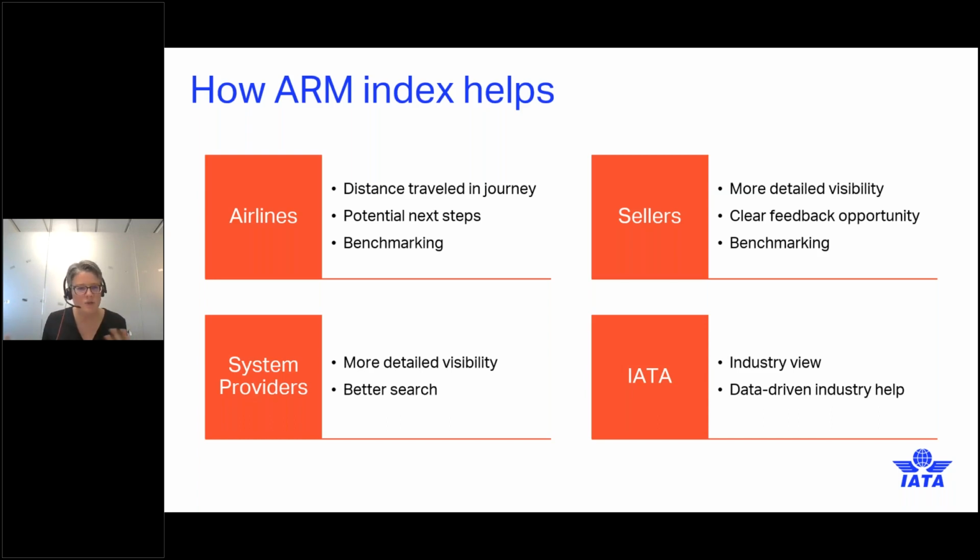There's a feedback opportunity that we've built into it at the request of the sellers, and there's this benchmarking that they'll also be receiving in the reports. System providers, likewise, this thing is built for visibility, so we're offering more detailed visibility, but we're also offering a better search where your customers can search for you based on your company type. And then IATA. Why are we doing this? It's because with this industry view, we can offer a more data-driven industry help. We can help the industry in the ways that it more specifically needs, and the ways in which it's already doing well, we don't have to help in those areas as much.